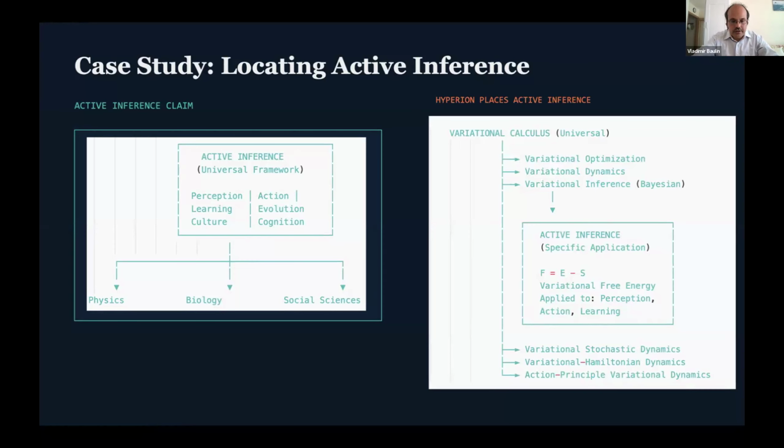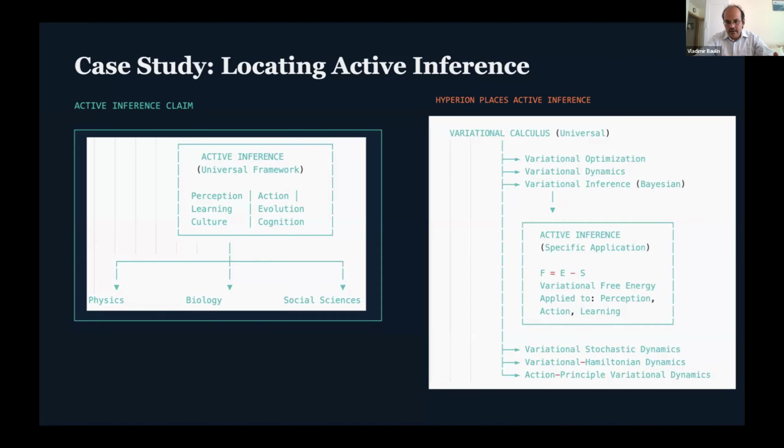Here we see active inference, which is basically viewed as a universal framework where perception and action come together, and it's applied to physics, biology, and social science. Our methods say that it is not the central concept, but a part of variational calculus, and variational calculus is more universal. Inside there are several other subcategories: variational optimization, variational dynamics, and Bayesian variational inference. And in variational inference, there is active inference, which is a mixture of 7 fields.